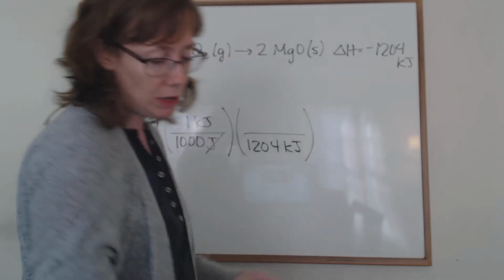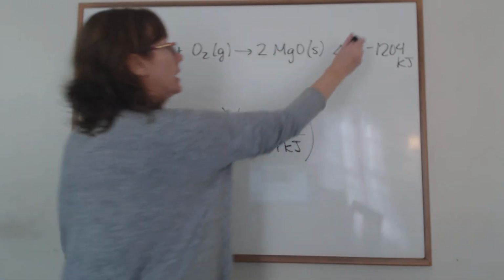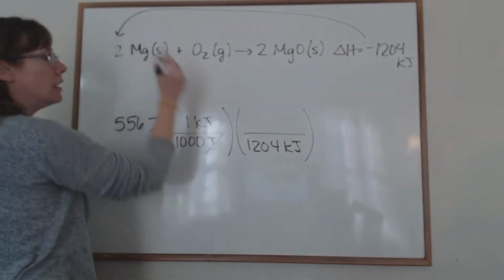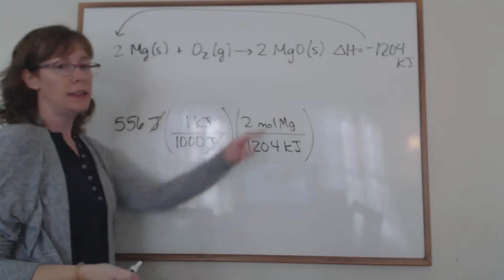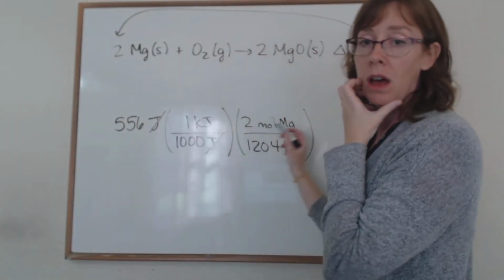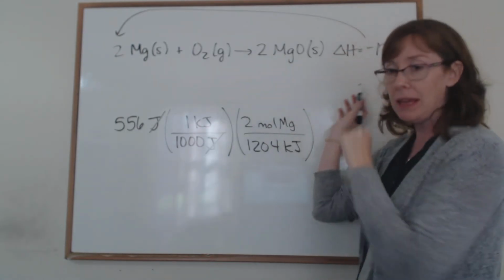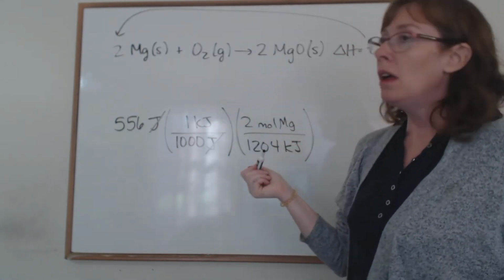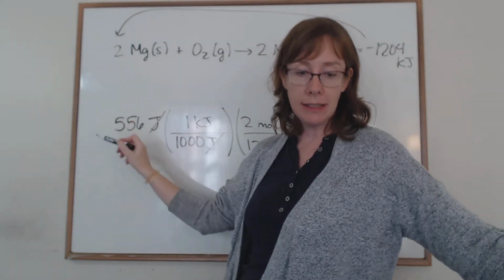And what's the question about? It's about grams of magnesium. So we want to relate this to this species. So for every 2 moles of magnesium. So you relate the heat to whichever species the rest of the question is about. Make sure the coefficient is the number of moles. I dropped the sign because I didn't include it here. You just have to be consistent.